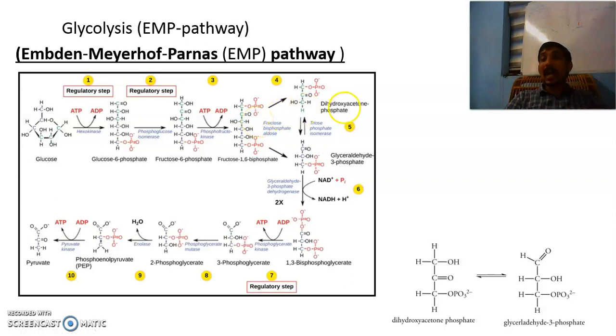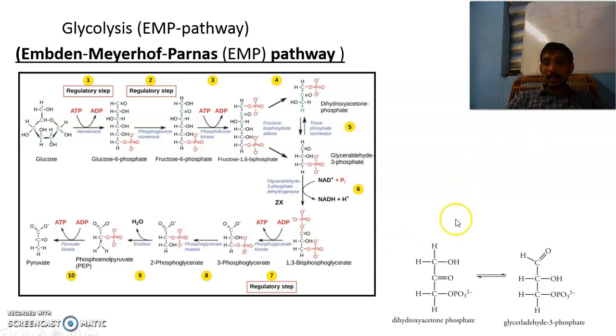One is called dihydroxyacetone phosphate and the second one is called glyceraldehyde 3-phosphate. When you look at the structure of dihydroxyacetone phosphate, that is DHAP, and glyceraldehyde 3-phosphate, both are isomers. Both contain 3 carbon atoms, the same number of hydrogen atoms, the same number of oxygen atoms, and the same number of phosphate groups also.